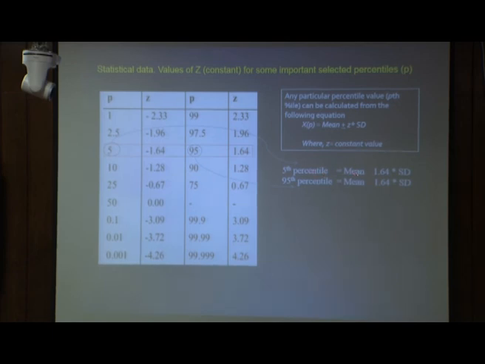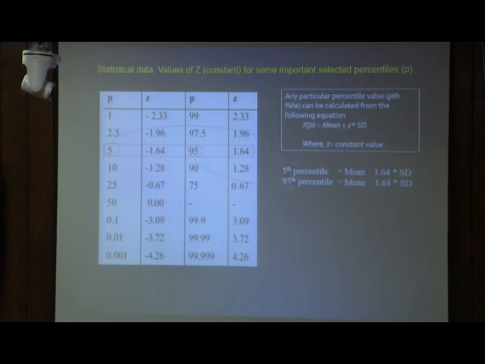If we want to calculate the 5th percentile value, then what will we do? The mean indicates the 50th percentile value in the case of a normal distribution. So if this is the 50th percentile value, obviously the 5th percentile value will be less than that. For that purpose, we have to go for minus. So if we want to calculate the 5th percentile, then we have to multiply the standard deviation by minus 1.64. Mean minus 1.64 times SD gives us the 5th percentile value.